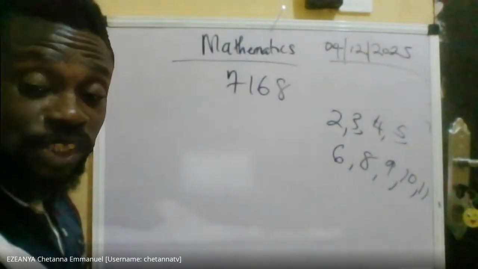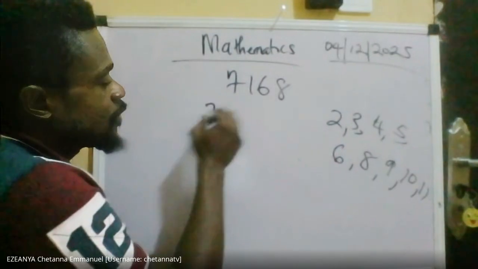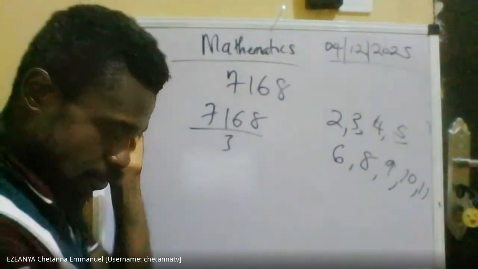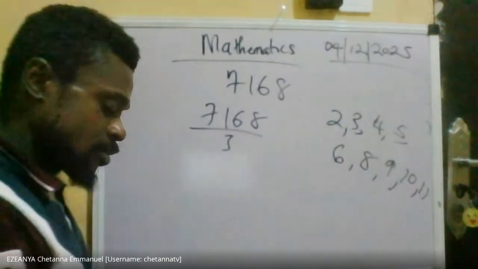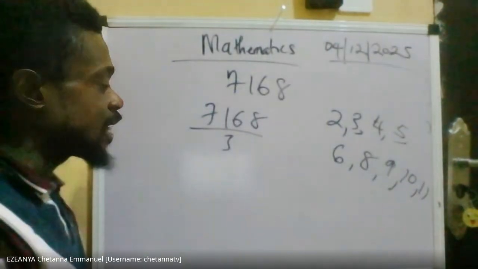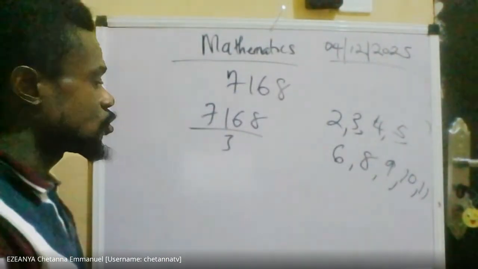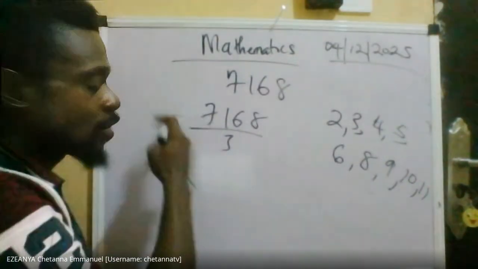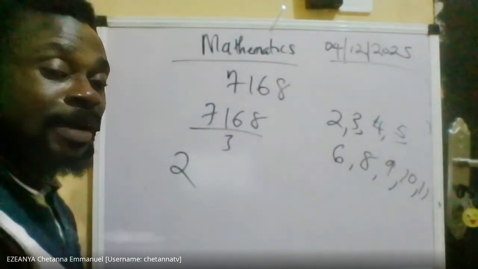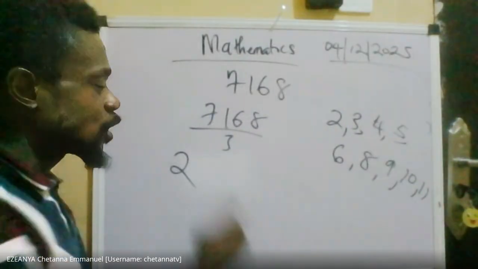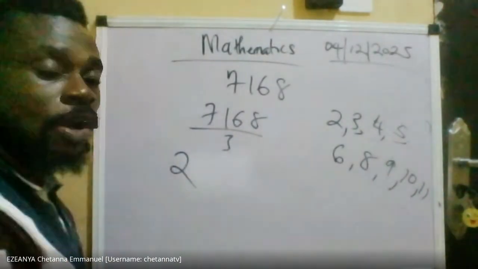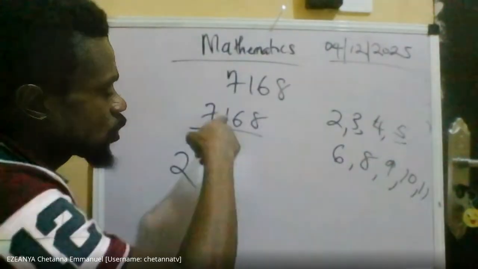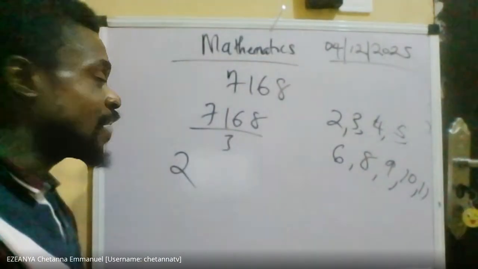Let's check whether it's true. 7,168 divided by 3. Let's go. 3 divided into 7: how many 3's can we find inside 7? We can find 2. So we have 2. 2 times 3 is 6. 7 minus 6 is 1. So the remainder is what? 1. You multiply the remainder by the base we are working on. 1 times 10 is 10, plus 1 is 11.